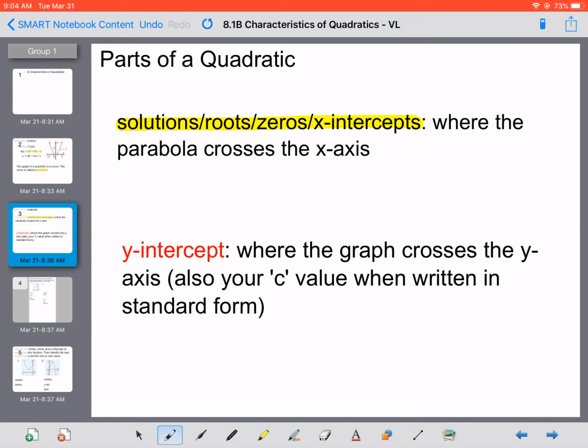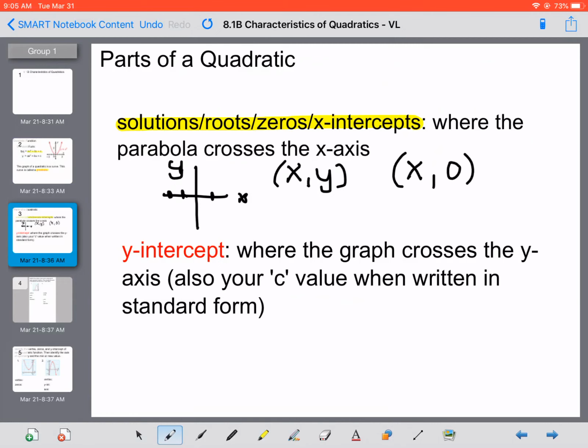And if you recall, on a graph, this is my x-axis and this is my y-axis. And these points right here are all on the x-axis. And if you think about the ordered pair, all points are written x comma y. But the unique part about an x-axis is that your y is 0. So all of these solutions or roots or zeros or x-intercepts, however you see it, is always going to be x comma 0. So wherever it's hitting the x-axis, it'll be a 0 in the y position.